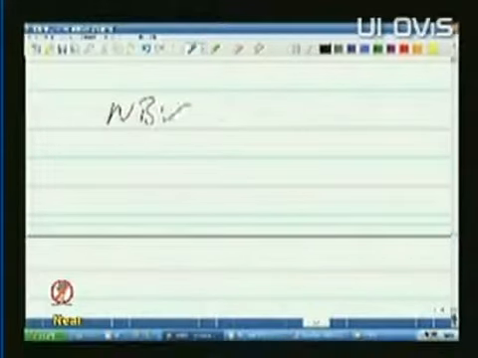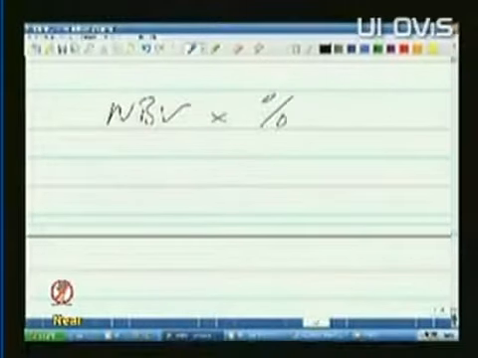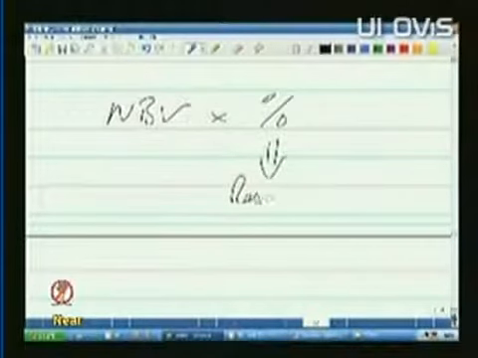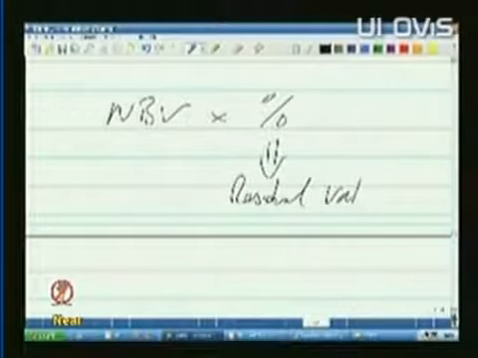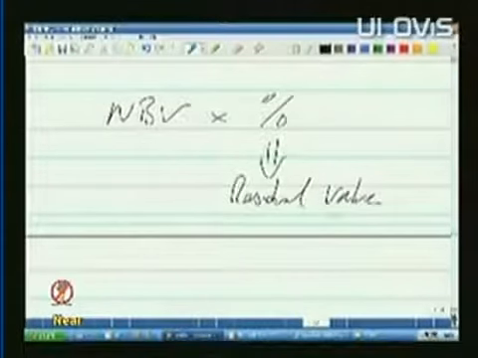Okay. In reducing balance, you would just use the net book value multiplied by the percentage. The actual residual value is reflected in the percentage that you use. So the residual value is already taken into account in arriving at that percentage.